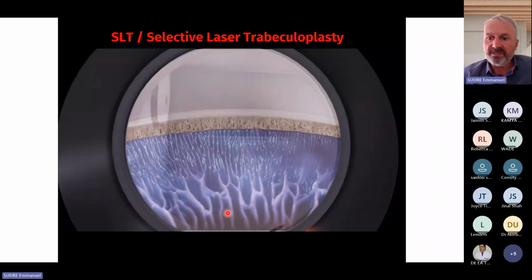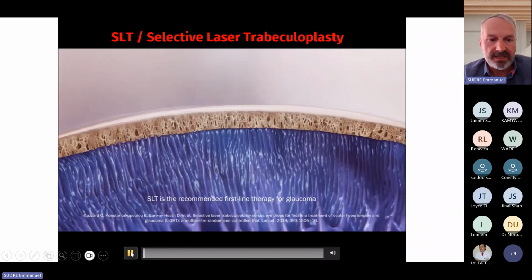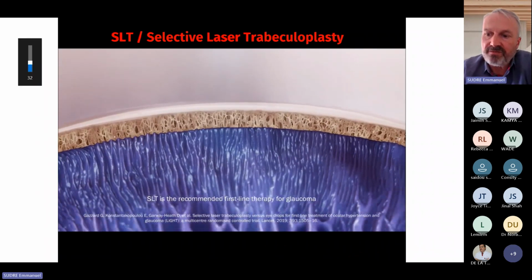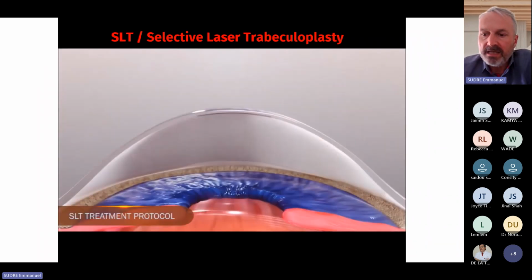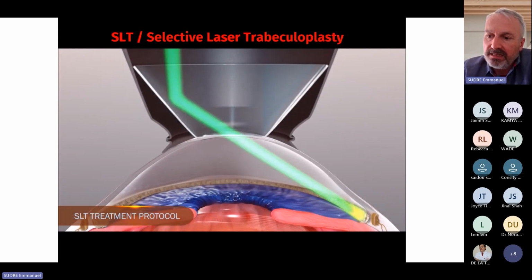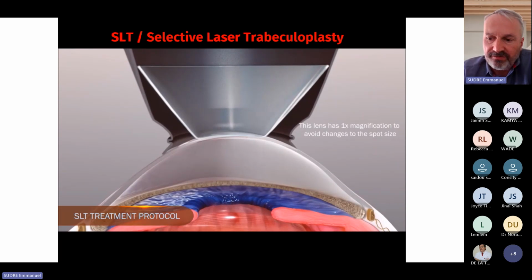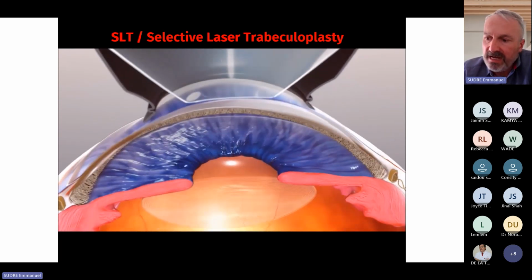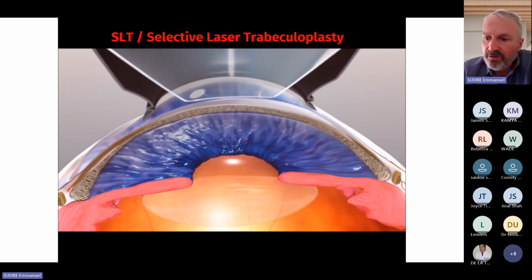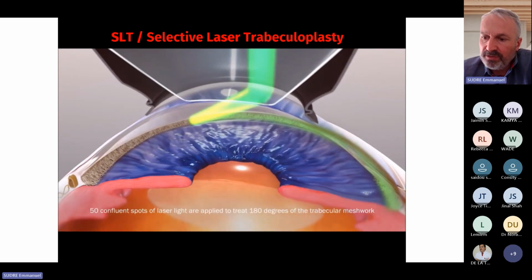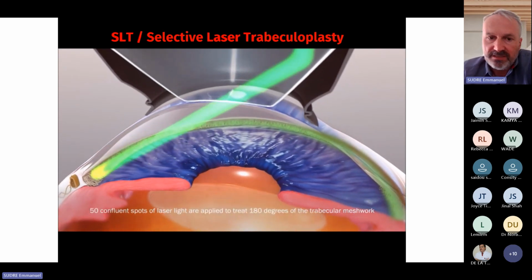On average, SLT achieves a 30% reduction in IOP as a first-line therapy. We use a one-mirror gonio laser lens that has a magnification factor of 1. We deliver a 400 micron spot size with a short pulse duration all along the trabecular meshwork. So the spot size is fixed.